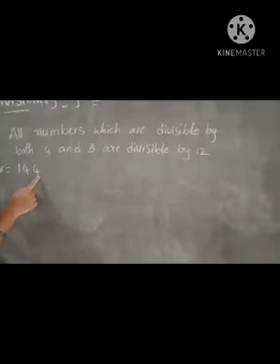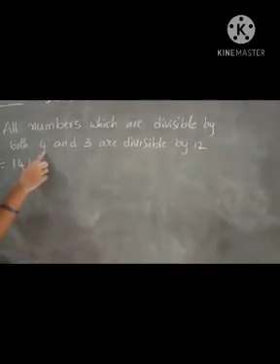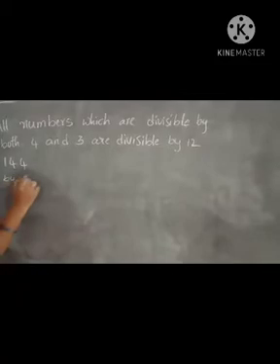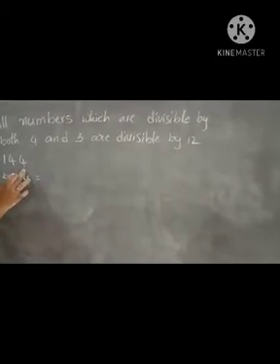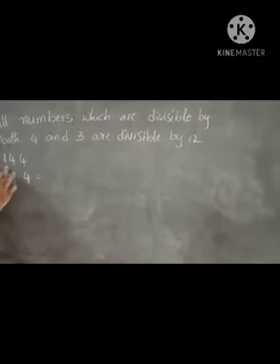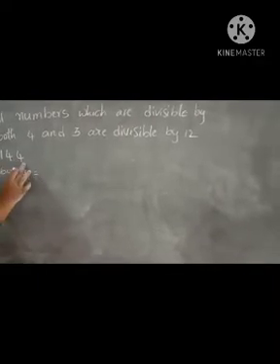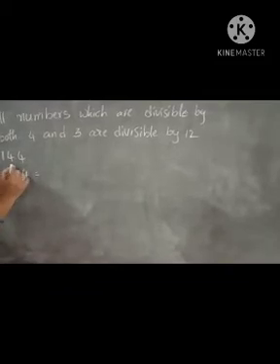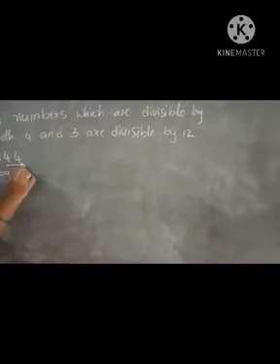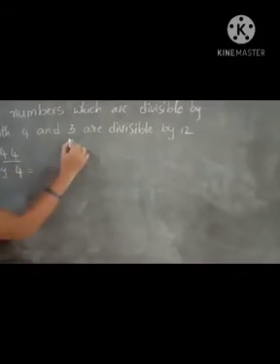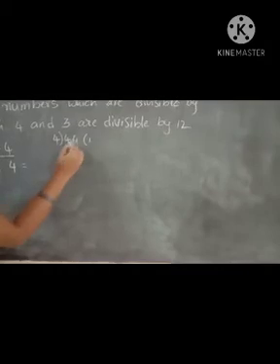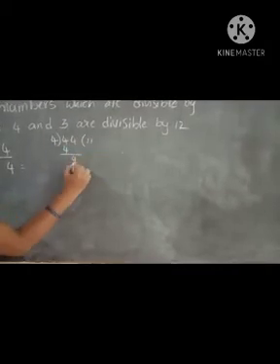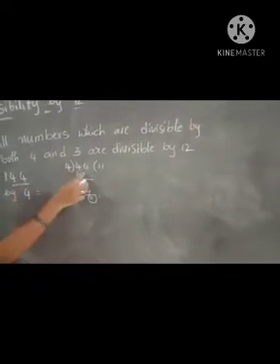144. First, what do we have to check? By 4. What is the rule for 4? The last 2 digits must be divisible by 4. Then only the total number is divisible by 4. See here, 144. What are the last 2 digits? The last 2 digits are 44. Is 44 divisible by 4 or not? Yes. 4 ones are 4, again 4 ones are 4, the remainder is 0. Here 44 is divisible by 4.